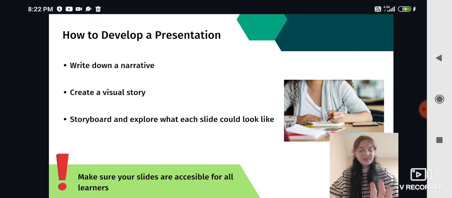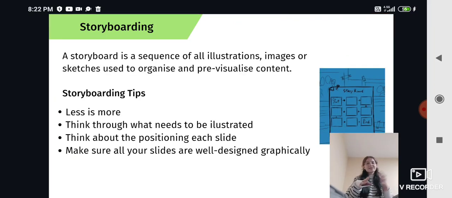And also the other thing that you need to be cautious about is to make sure your slides are accessible for all learners. So you need to think about all types of audiences you are presenting to. Try to get all people's attention. And yes, like I said, storyboarding. A storyboard is a sequence of illustrations, images, or sketches used to organize and pre-visualize content. We have some storyboarding tips for that.